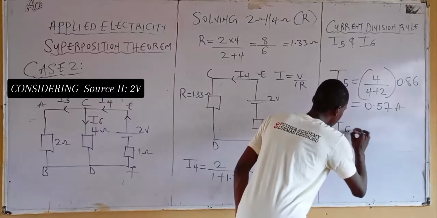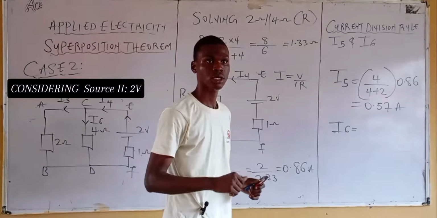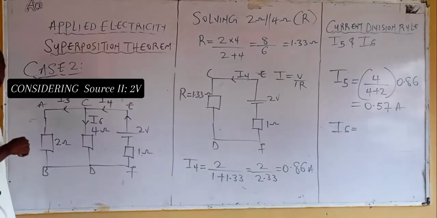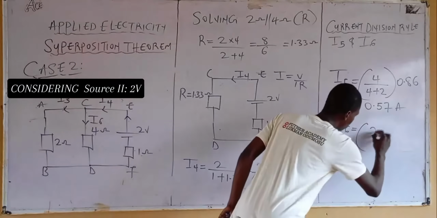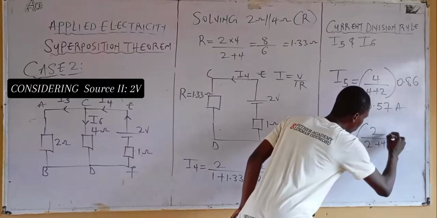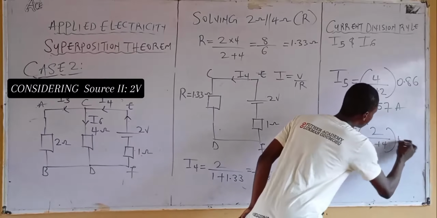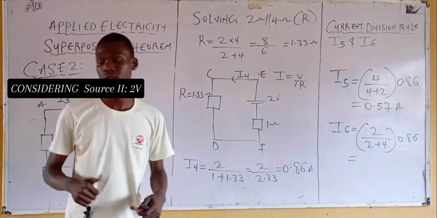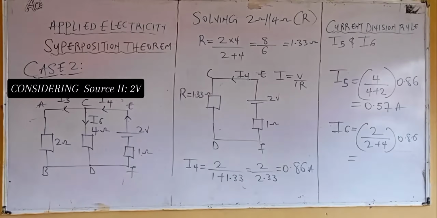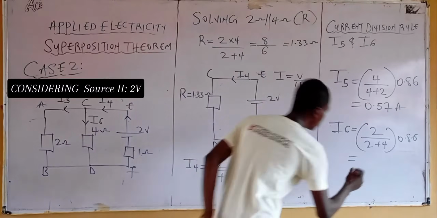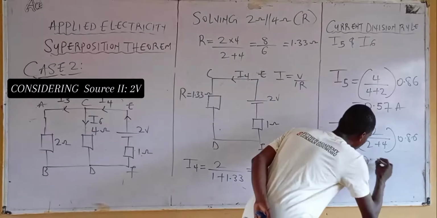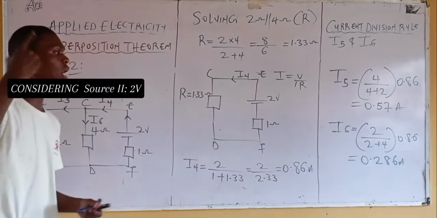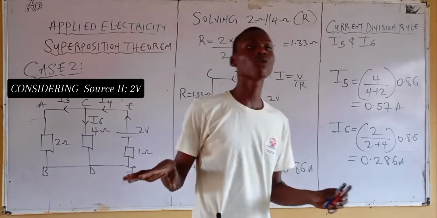What's the value of I6? Same idea, nothing is changing. For I6, the resistance that we need is 4 ohms, okay? What we don't need is the 2 ohm resistor. Then what do you have? 2 over 2 plus 4 multiplied by 0.86. Then this is what? What's the value? That should be 0.286. Don't forget your unit though. 0.286 ampere. Any questions so far?